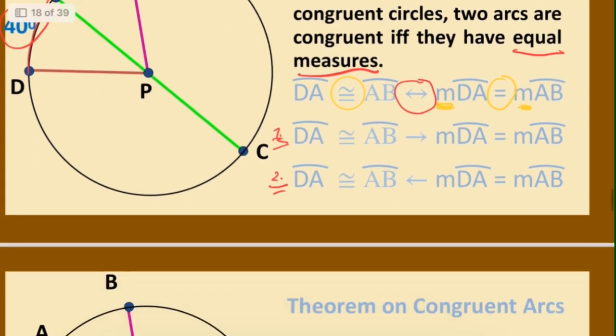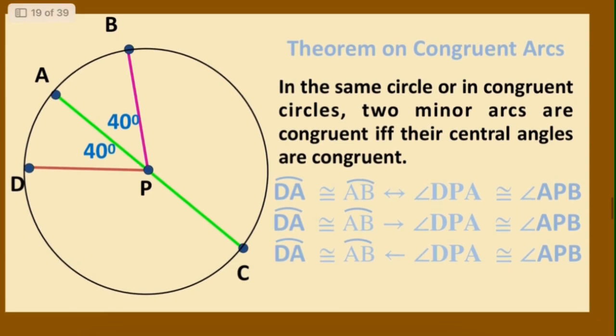To continue with congruent arcs, the theorem states that in the same circle or in congruent circles, two minor arcs are congruent if their central angles are congruent. To explain this better, it's the relationship that we have been establishing about circles for a while now. Always remember that the angle DPA here is a central angle. Therefore, it has the same measurement as arc DA, so this will be 40 degrees also.